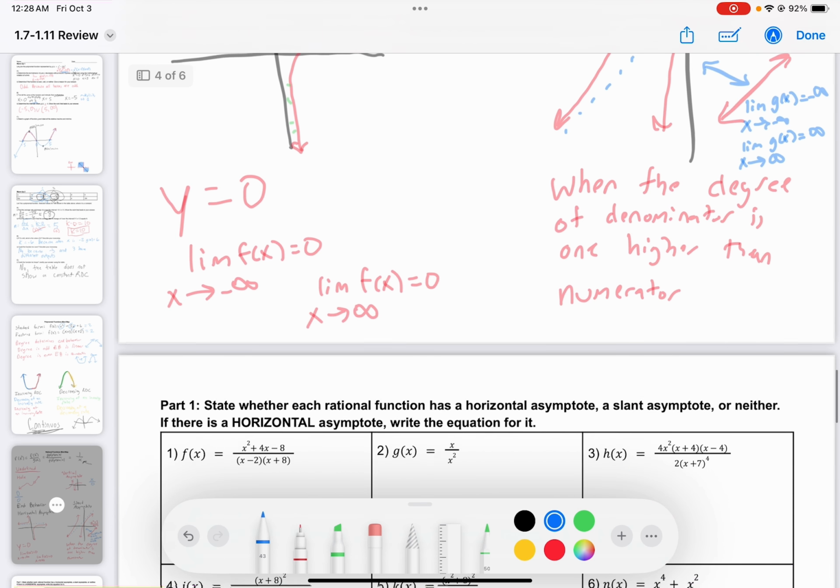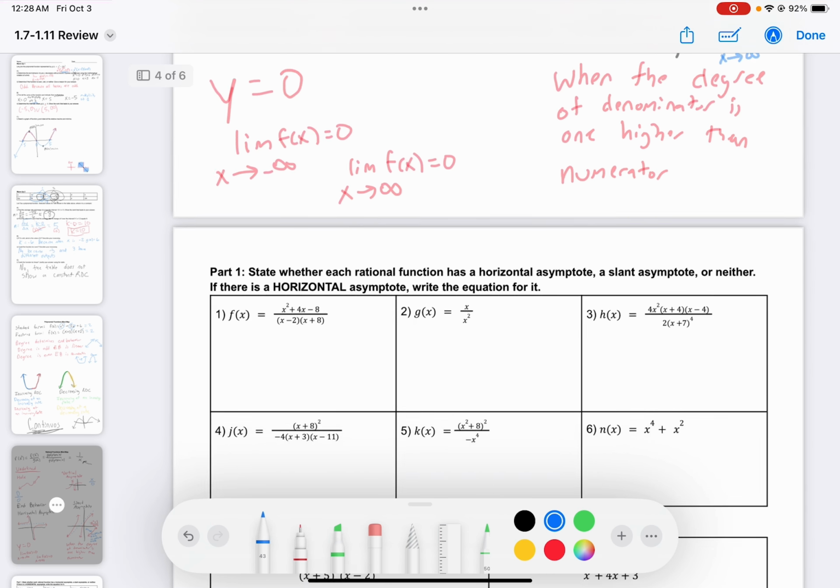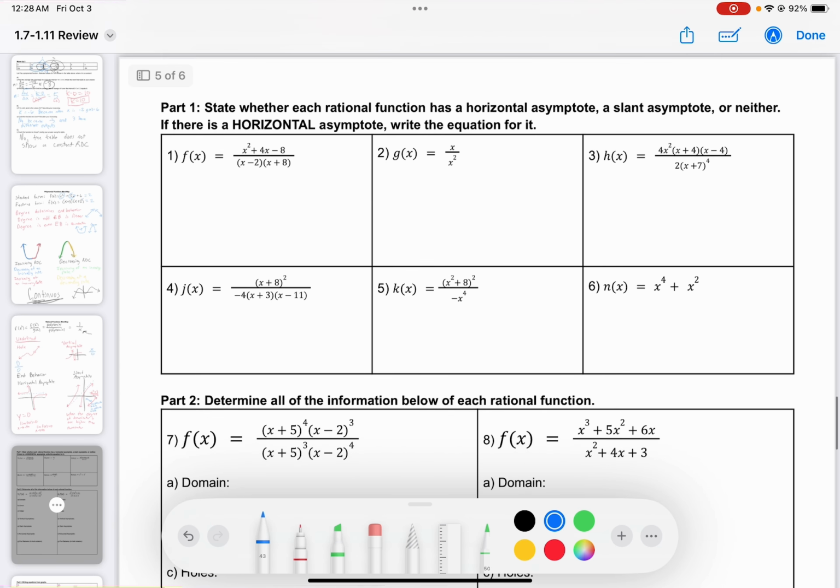All right, that is enough mind mapping. Let's jump and do some actual problems here in part one. Part one, state whether each rational function has a horizontal asymptote, a slant asymptote, or neither. If there is a horizontal asymptote, write the equation for it.